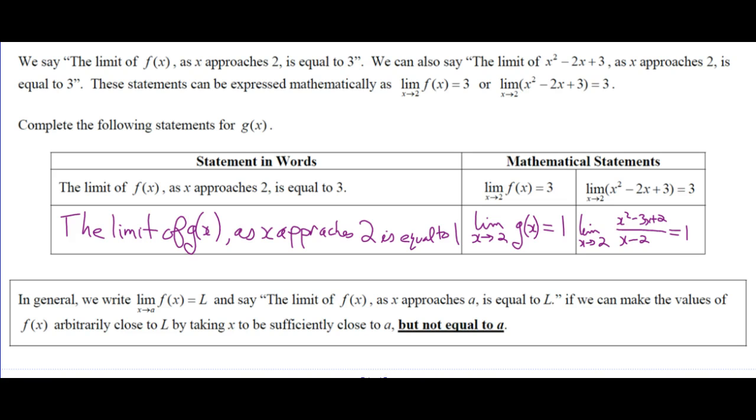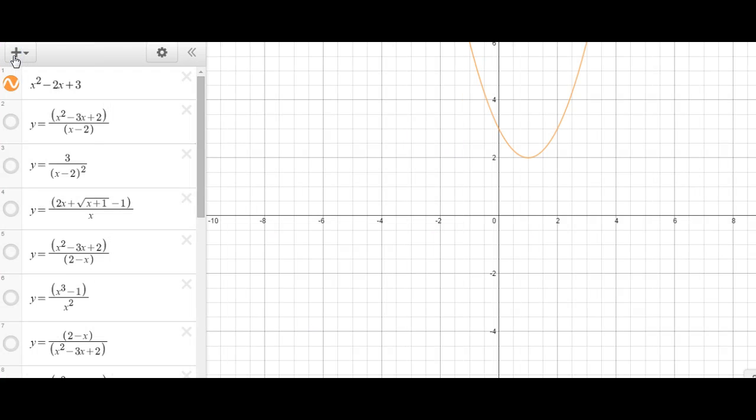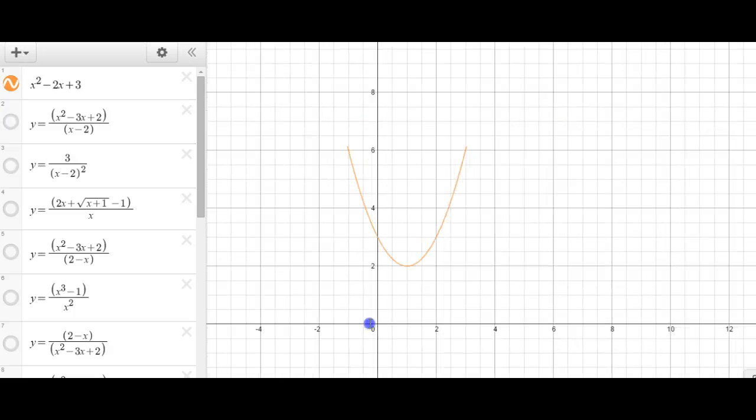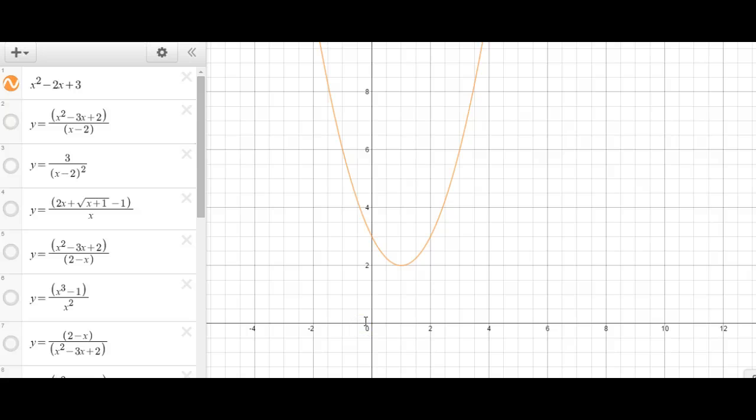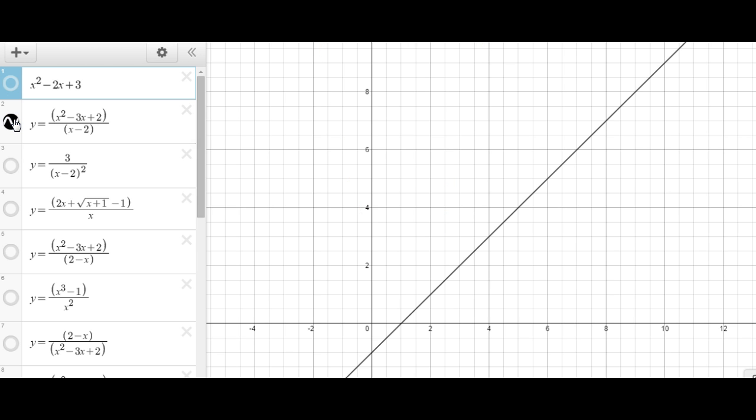Now, I've gone to the horrendous trouble of graphing these things. So this is x squared minus 2x plus 3, right? That's the first one. And we want the limit as x approaches 2, so I think we can pull up points. You notice x is getting close to 2, and we actually have the point (2, 3). It actually exists.